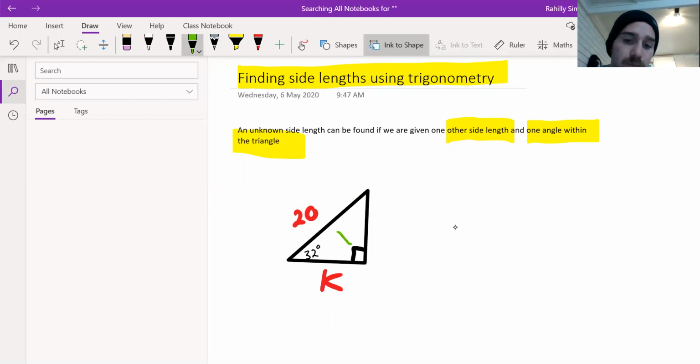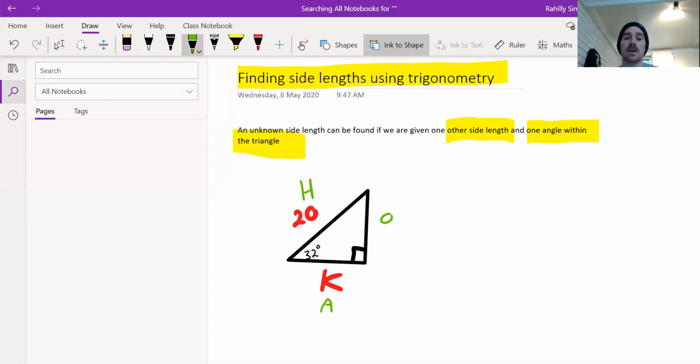Across from our 90 degrees, that's our hypotenuse. Across from our 32 degrees, that's our opposite because that's our given angle. And the third one is our adjacent. Okay, now what we need to do here, and this is where it gets a little bit confusing, is we need to work out which ratio we're going to use.